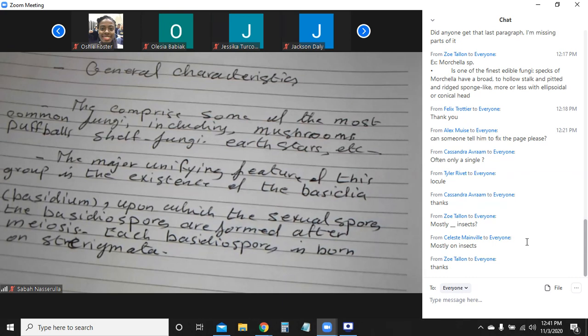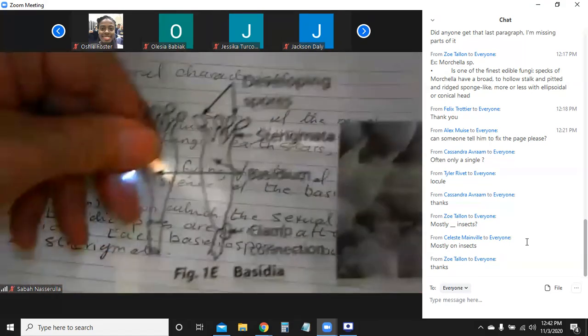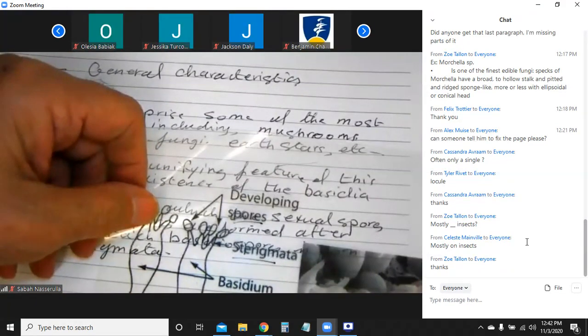There are two other characters of this group here. The other character, in these cells in which meiosis occurs, is that they develop between themselves a connection like a clamp, and that's what we call the presence of the clamp connection. Okay, I will show it to you here. Even sometimes you see it here. Okay, this cell is called a clamp connection. Do you see it?